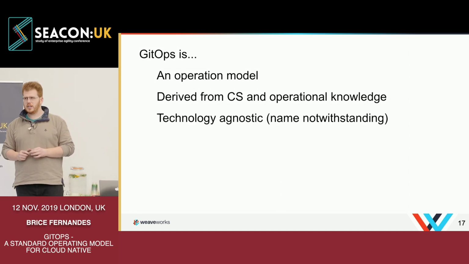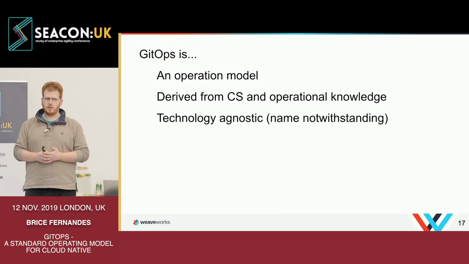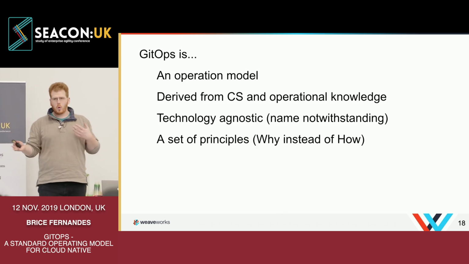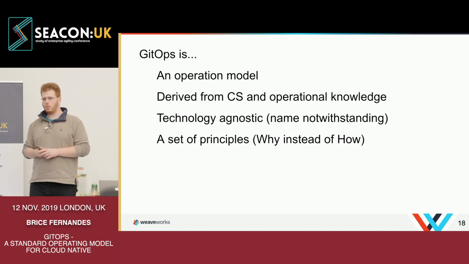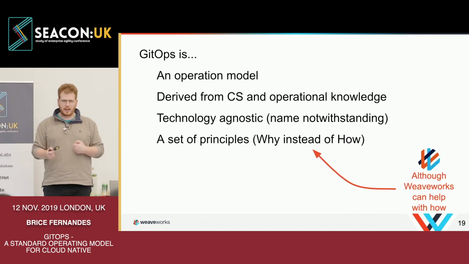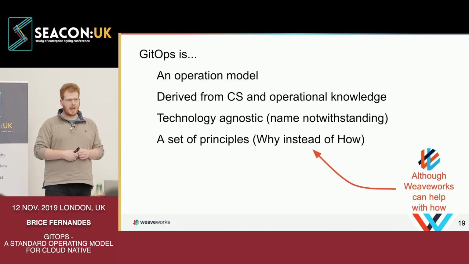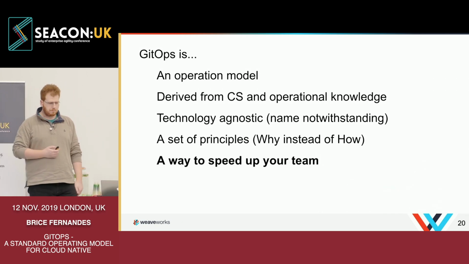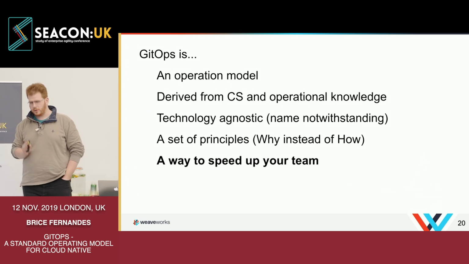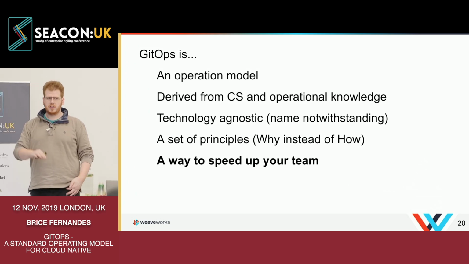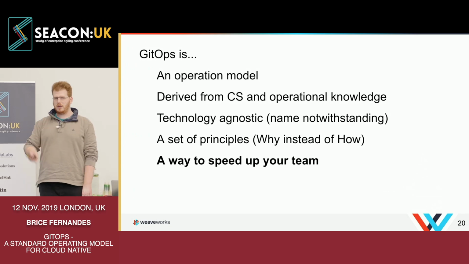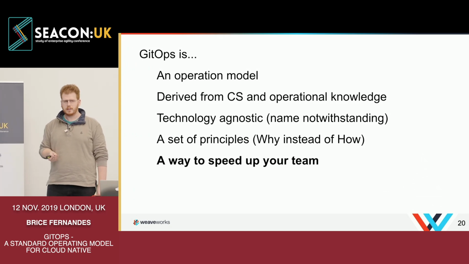It's fairly technology agnostic, so it's not really about Git, the tool. It's more about the why instead of the how, right? Although obviously, people like Weaveworks, the company, can help you with how. GitOps itself is about the why, not the how. And the core value is to speed up your team. It's to get your team to go faster when it comes to infrastructure. How do you innovate and iterate on infrastructure faster?